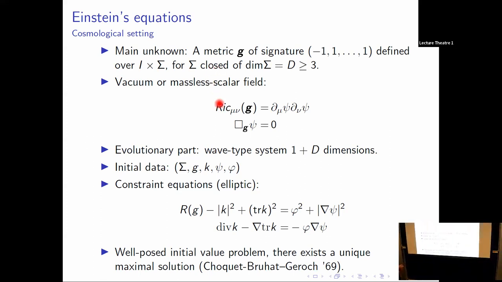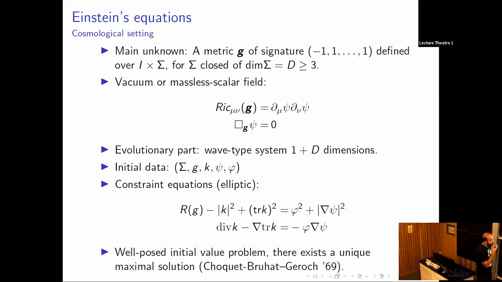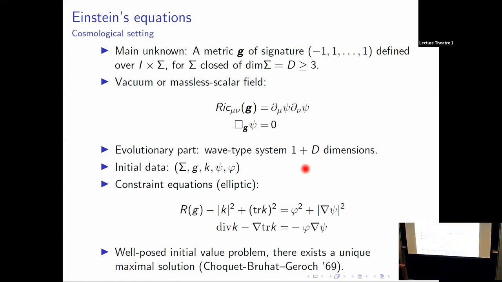Okay, and as we all very well know and heard in this conference, this system has an evolutionary part, which is hyperbolic or wave type, if you like. And then there is initial data for this equation, which for the geometry is represented by the first and second fundamental form of the initial slice sigma as it sits inside the bigger ambient manifold. And when we have a scalar field, we also have the position and time derivative of the scalar field initially. And these are not completely free. They have to satisfy certain constraint equations, which are of elliptic type. We have the Hamiltonian constraint and the momentum constraint, which in this setting take this form.